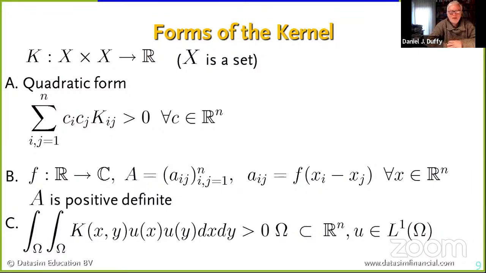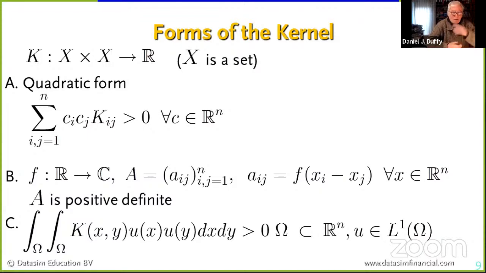So basically, it's a bit mathematical now. You've got three forms of a kernel, you might say. One is the discrete case when you're talking about a matrix. So you see the first one, A, it's basically a quadratic form. K_ij is the element of the matrix K at row i and column j, okay? And c is just a vector, c1 up to cn. So you're just taking the quadratic form. That should be pretty obvious to most people.